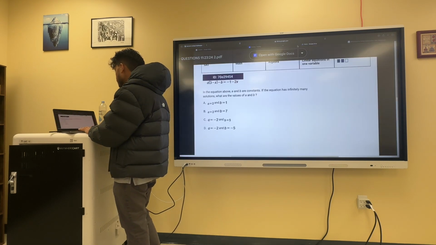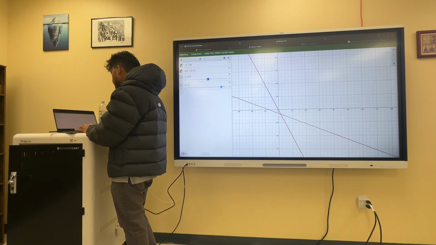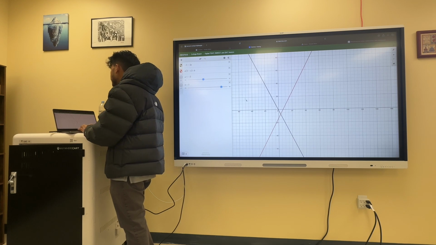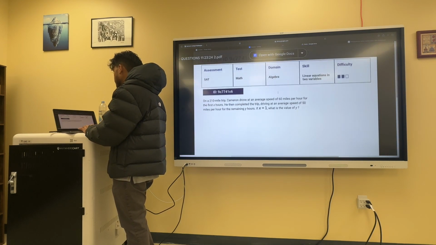We can go over c and d, but let's just look at a equals negative 2. When I put a equal to negative 2, that completely flips the direction of my line. It doesn't make it go negative, it actually makes it go positive. And that's why B and C and D are incorrect, okay? I hope you guys understand.